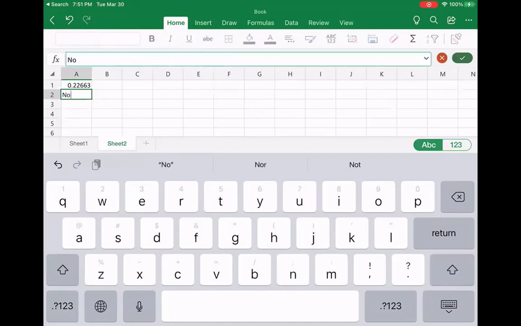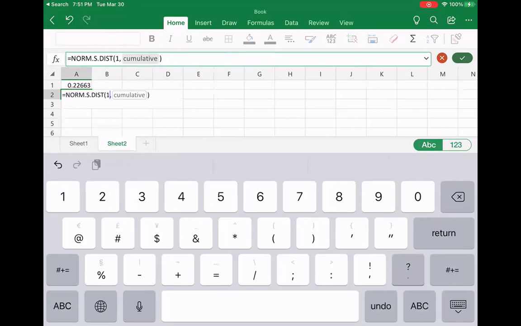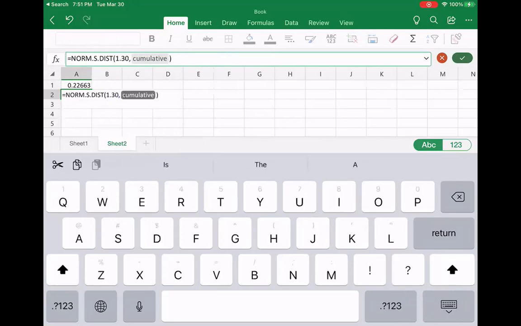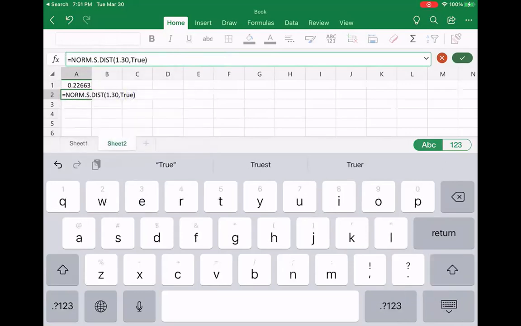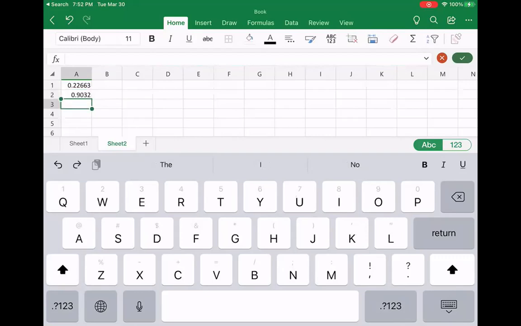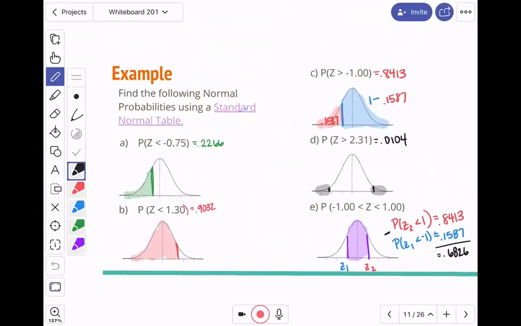The next one was 1.3, right? So again, I do NORM.S.DIST, and I'm using this function in particular because it talks about a z-score. This only works for z-scores. So I type in 1.30 for my actual z-score. And again, cumulative will always be true for this particular distribution. Always type that in as true. 0.9032. When we did that a second ago, we got 0.9032 as well.